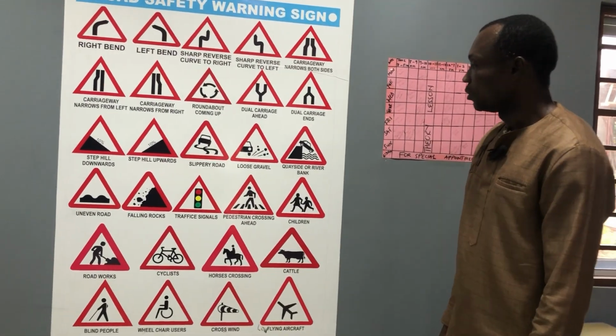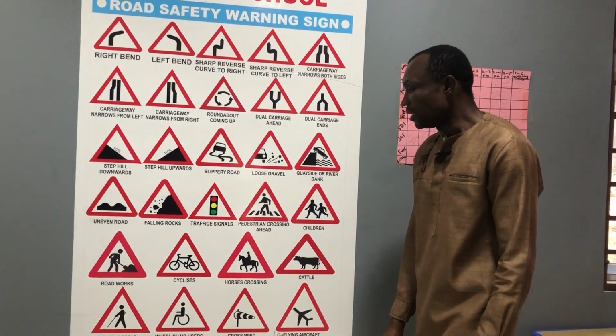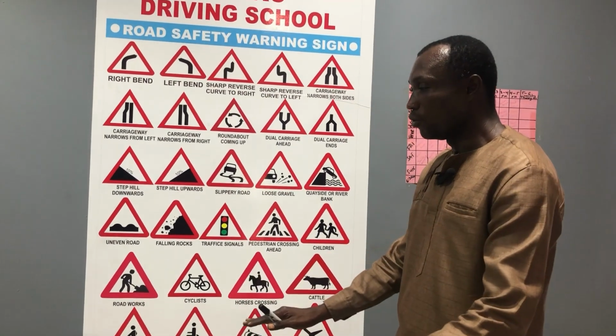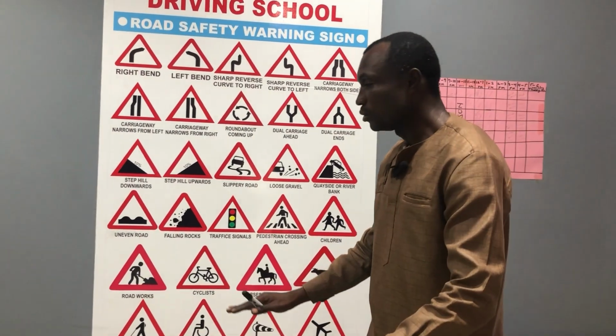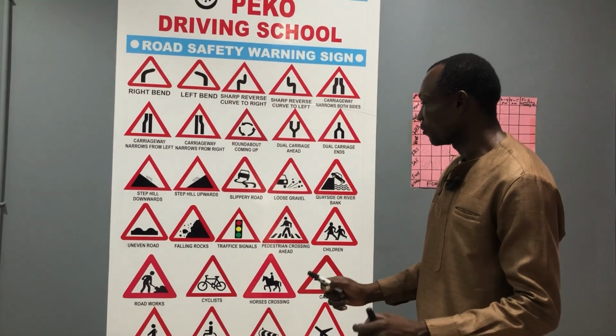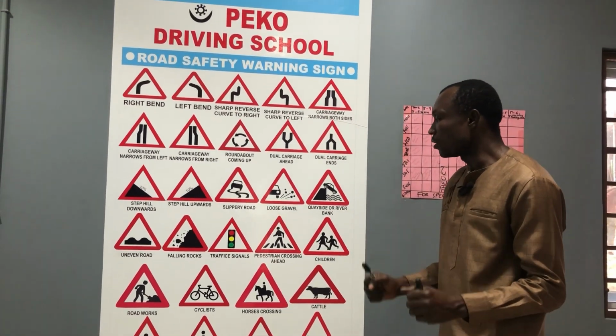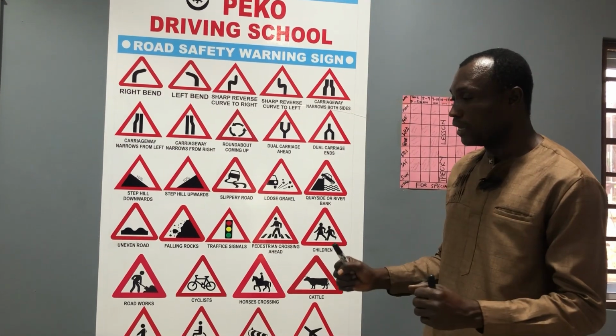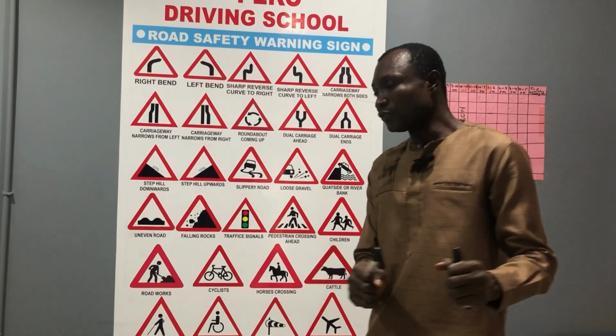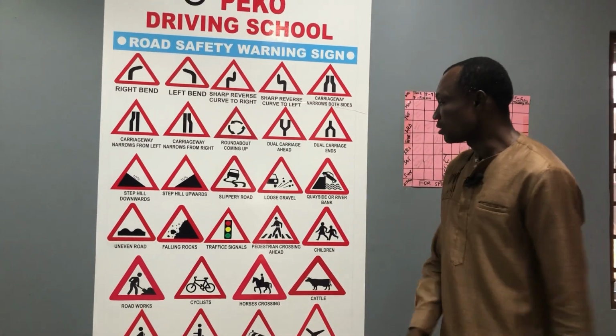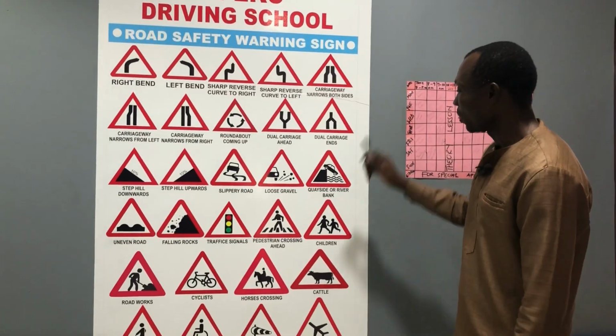Loose gravel means that the surface of the road is not smooth as you see. There are some particles of gravel or stones, so you are not supposed to use speed. When you use speed, the vehicle will be drifting or skidding or slipping in that order.